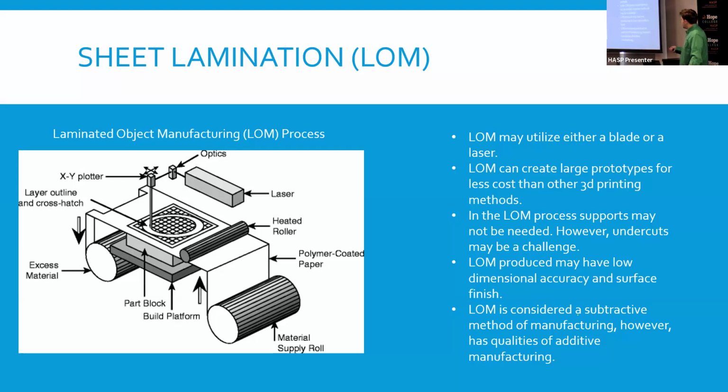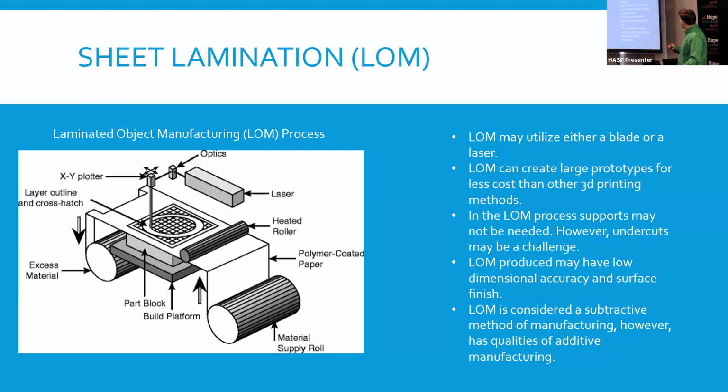So with this one, you're basically taking a polymer coated paper and building up a block and then cutting that block out with either a laser or a blade. Now, the interesting thing about this is it's not technically an additive manufacturing process. There's additive manufacturing elements to it, but it's actually considered a subtractive process.